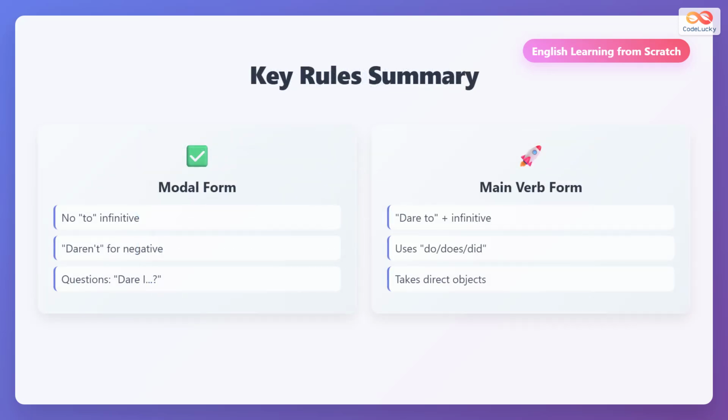As a modal, dare needs no to before the infinitive, and we use daren't for the negative. Questions use inversion, like dare I ask. As a main verb, dare takes to plus infinitive, and uses do, does, did for questions and negatives.